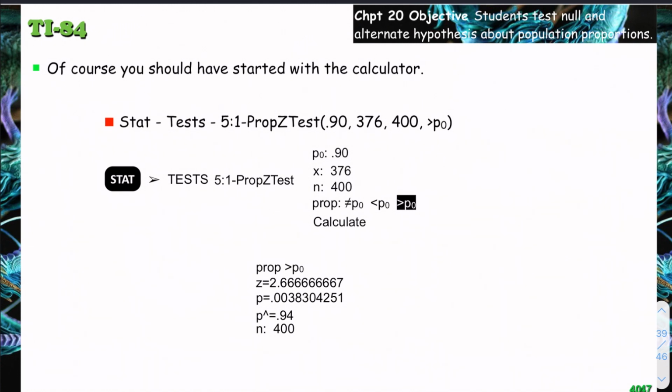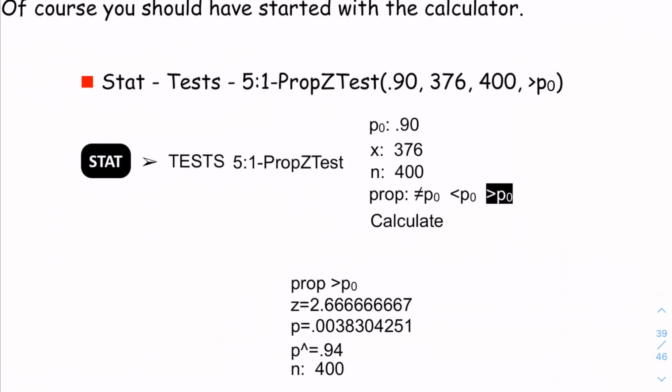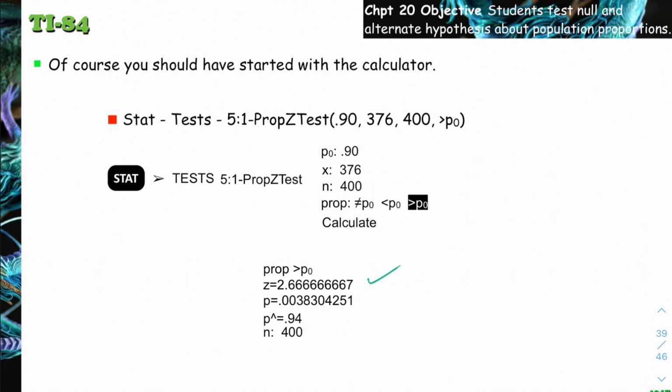Now, of course, as I showed you along the way, you should have started with the calculator, right? Once you get the calculator stuff out of the way, as we've shown, if you're on your TI-84, which I know some of you are, we're going to go stats, tests, and then go down to number 5, which is a 1 prop z test. P hat is 0.9. Our success is 376, 400, and then we're greater than our null hypothesis. So this gives me my test statistic, which is my z-score, my probability or p-value, our sample proportion, and our sample size.